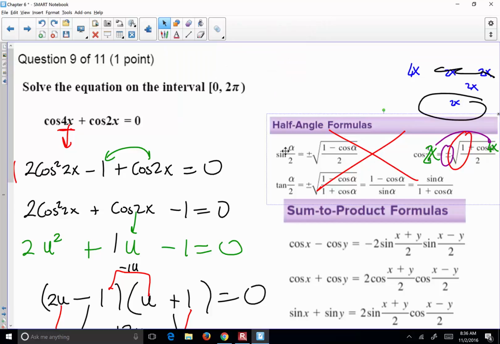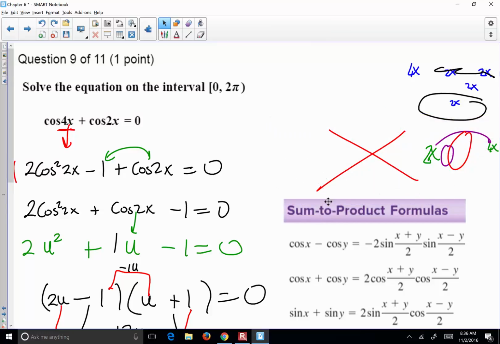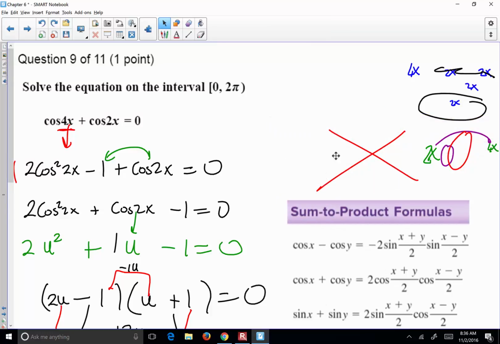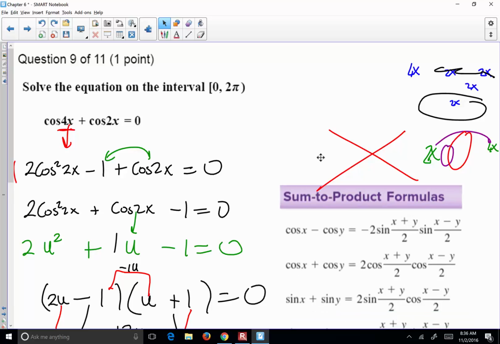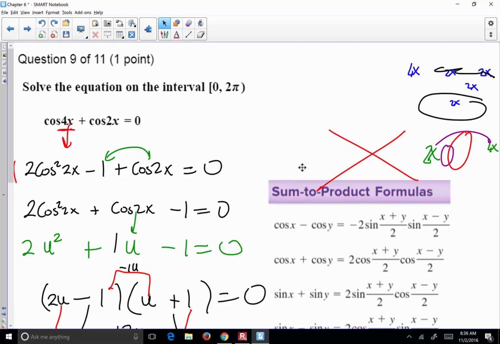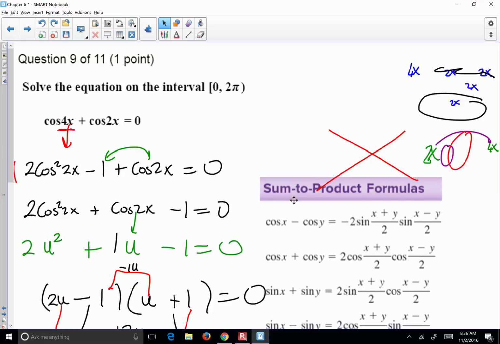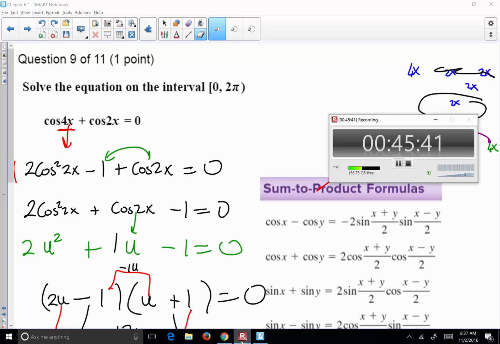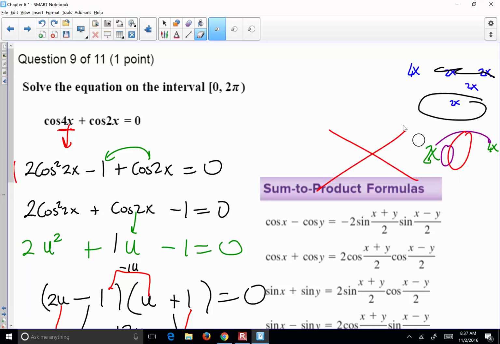Half angle formula didn't even work. I'm saying you may possibly use sum to product formulas from 6.4. What do you think? Alright, computer is failing. Yeah, think about this. How can I use this set of formulas into this here?